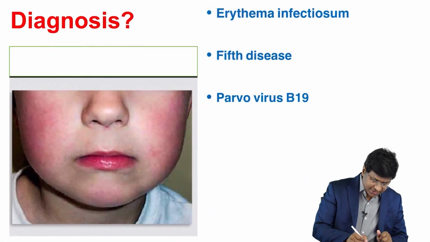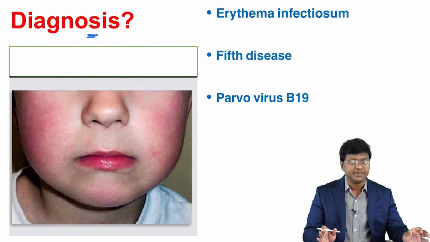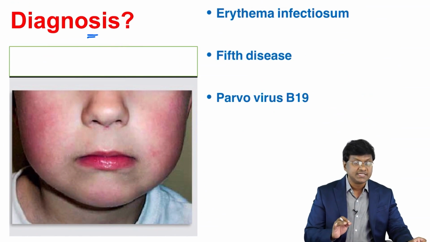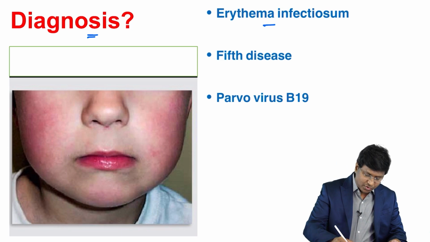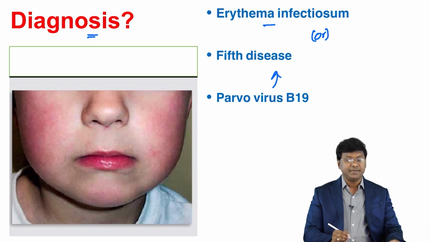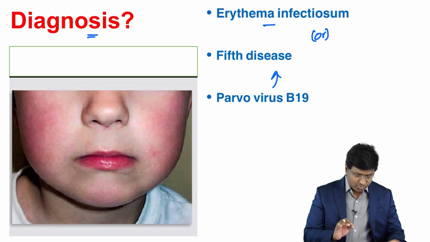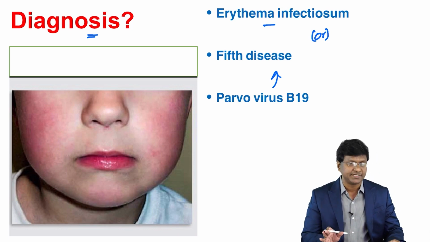One more question asked was, they have given you this image, and we call this the slapped cheek appearance. And what is the diagnosis? The diagnosis is erythema infectiosum, which is also called fifth disease. And it is caused by parvovirus B19. This is your slapped cheek appearance.